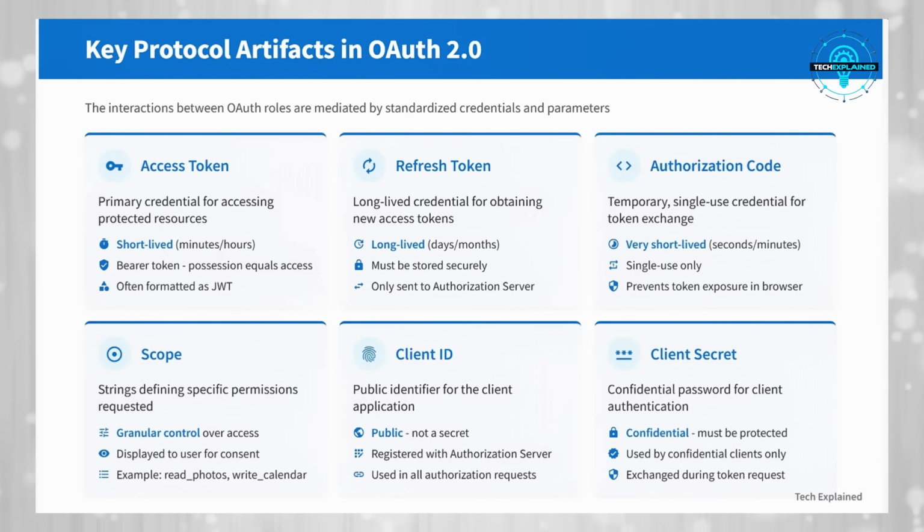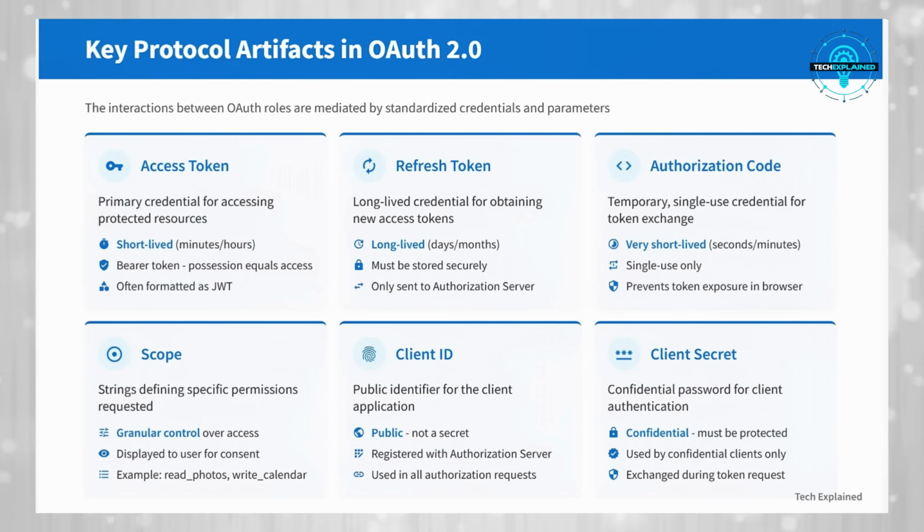Scopes are a crucial mechanism for implementing the principle of least privilege. They're strings that define specific permissions the client is requesting, like read photos or write calendar. When you're prompted for consent, these scopes are displayed, letting you make an informed decision about what access you're granting.